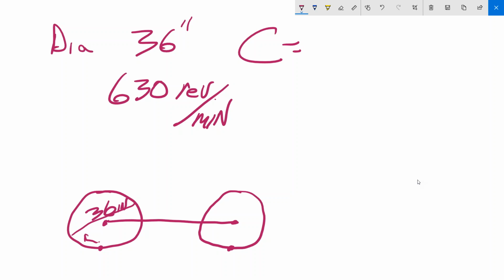What's the circumference of a circle? What's the equation for the circumference? Two pi r. Okay, yeah, you can't forget all your equations from geometry. You're going to need them in trig. So the circumference of the circle is what here with this particular wheel in inches?